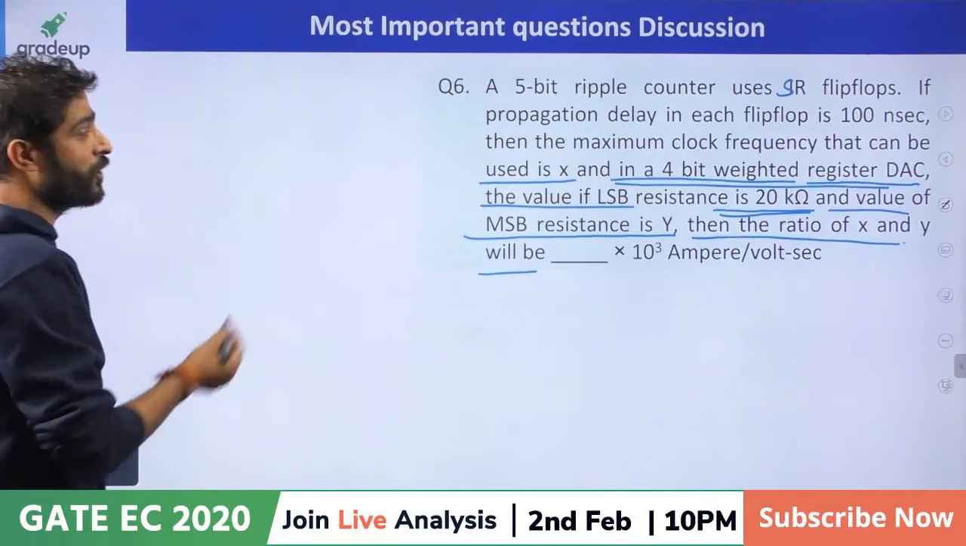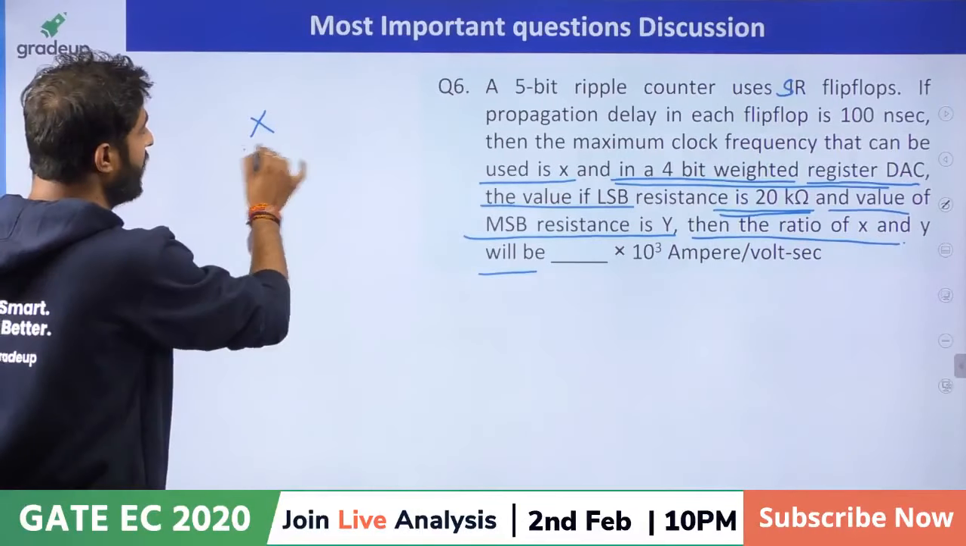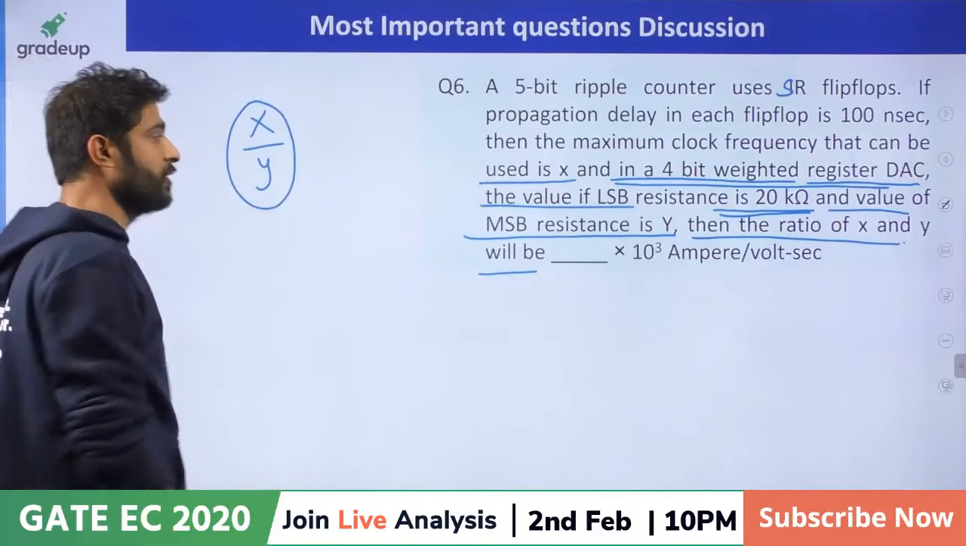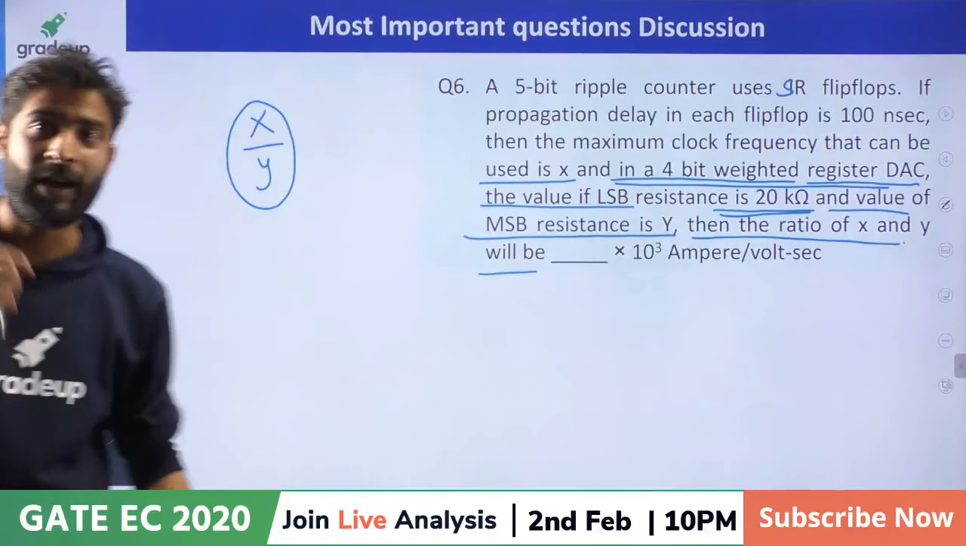But in the question, they are not asking only the frequency. They are asking the frequency is X and MSB resistance is Y. They are asking X by Y, that is a division. Everybody just give me the answer.